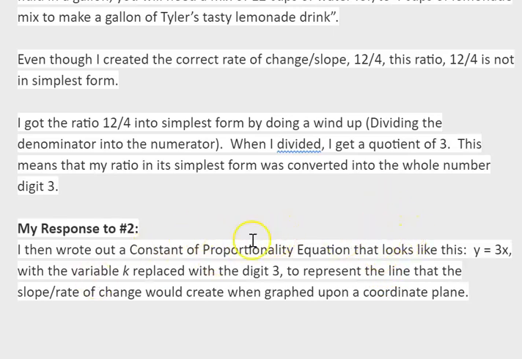So this is really laid out well by the student. They include what they're talking about. So they put the constant of proportionality equation right there, and they write out the equation. I don't have to envision it. This is major, okay? Because otherwise I'm going to be like, well, where's the equation?